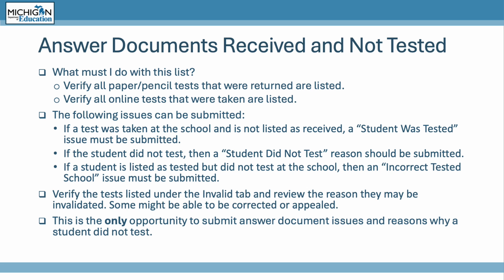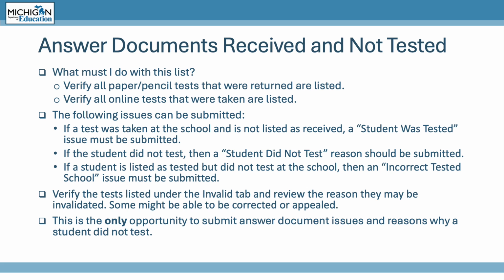So, what do you do with this list? First, you need to verify that all of the listed paper/pencil and all online tests that were taken are listed as having been received. This is the window when student not tested issues can be submitted. You need to do this if you have a student who tested at the school, but the list doesn't include the student. If a student is correctly listed as not having been tested, then a student did not test issue, including the reason the student did not test, needs to be submitted. More information will be available about the not tested window. Watch the Spotlight newsletter for more information.